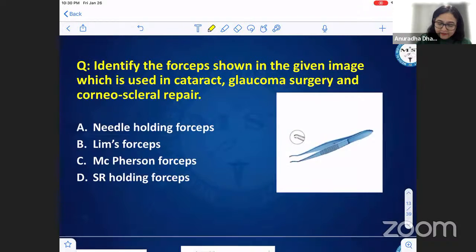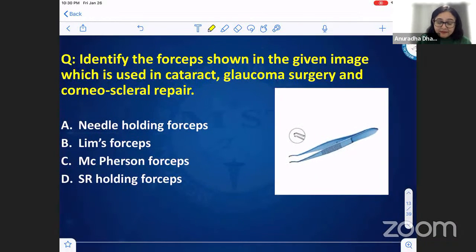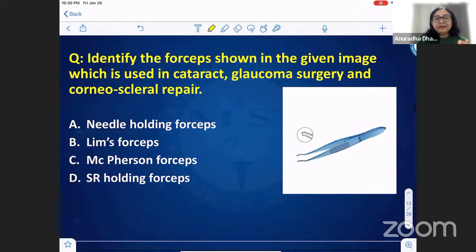This was again a relatively new question, but we can expect it because they have been asking different instruments in the past. This time they picked up a forceps and showed the image of it and asked you to identify it. The question was something like, identify the forceps shown in the given image, which is used in cataract, glaucoma surgery, and in corneoscleral repair. So here comes your hint. It means it is a forceps which is used to hold cornea as well as sclera. That is why you will use it for corneoscleral repair.